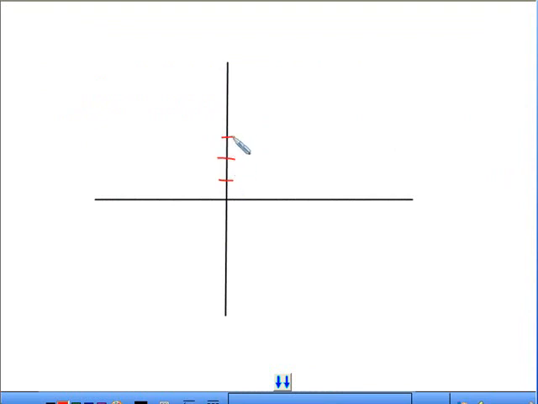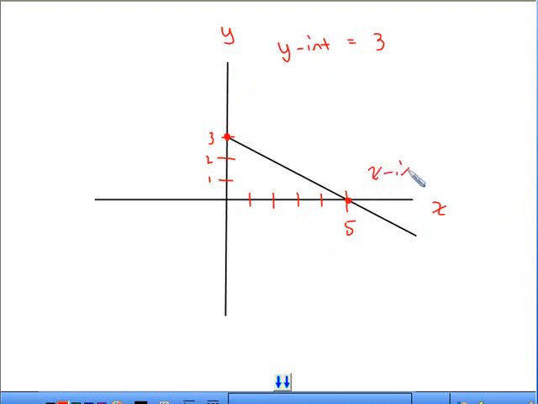Let's say 1, 2, 3. 1, 2, 3, 4, 5. So for this graph right here, since the line touches the y-axis right here, the y-intercept for this line will be equal to 3, and the x-intercept, this is the x-axis, the x-intercept for this line would equal 5.